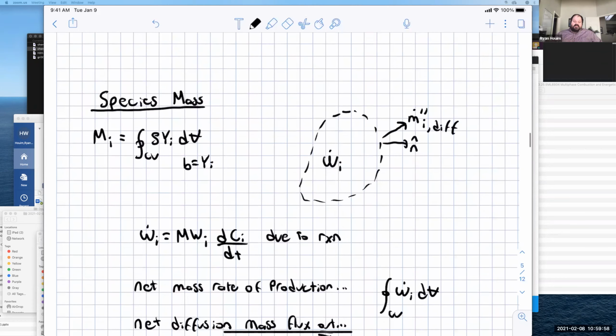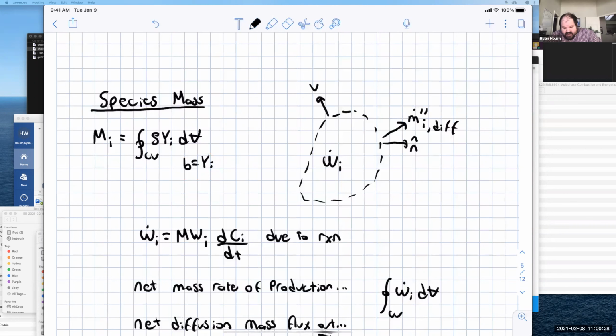Okay, so species mass. Here we have that the mass of species i is just the volume integral of the density times the mass fraction of species i. And so if we apply the RTT to this, you would find that small b is just equal to Yi.